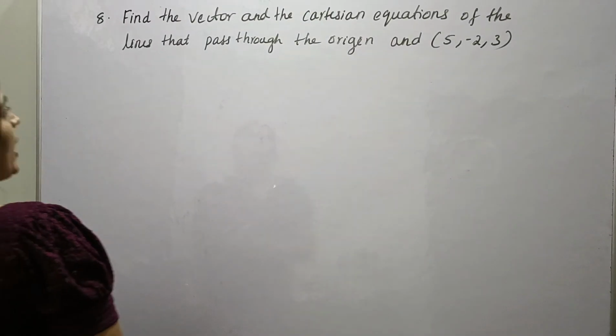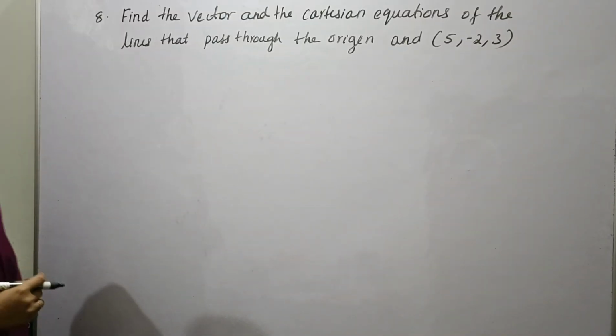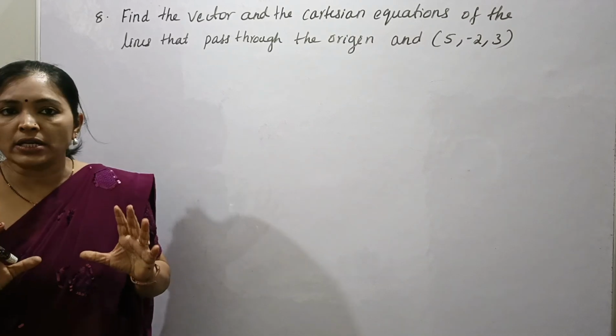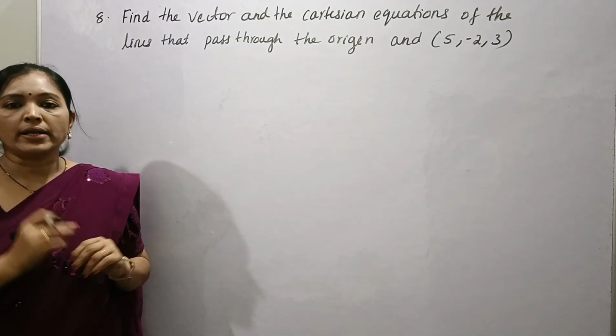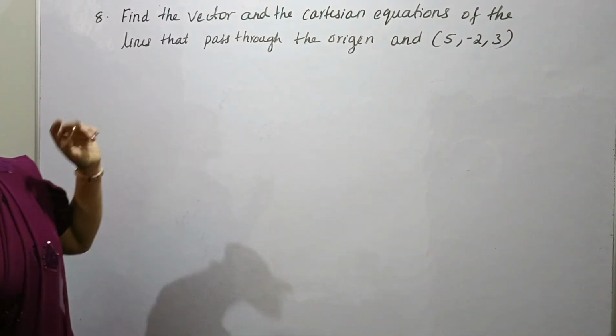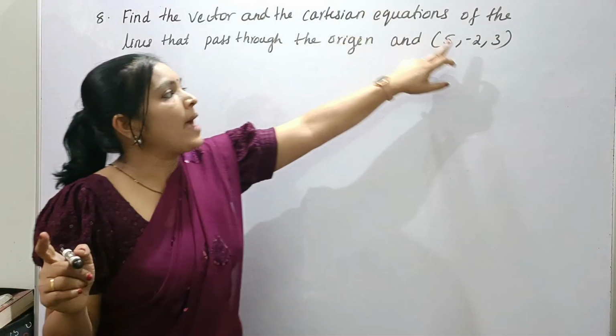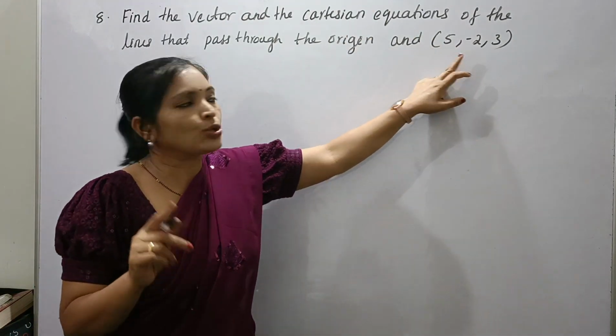Find the vector and the Cartesian equations of the lines that pass through the origin and (5, -2, 3). Here we have to find the equation of the line when 2 points on the line are given. What are the 2 points? One is the origin, that is (0, 0, 0), and another one is (5, -2, 3).